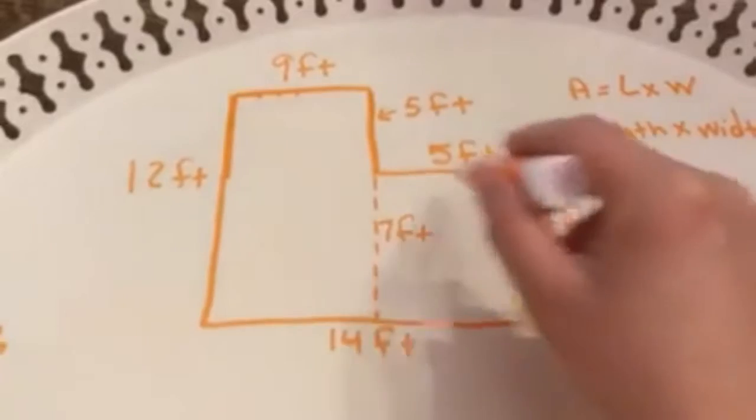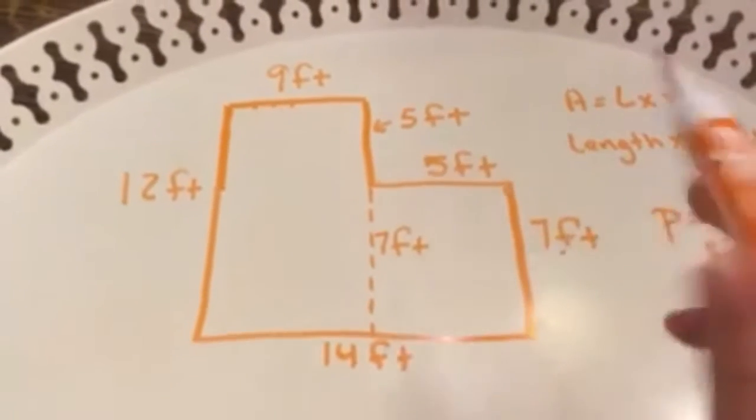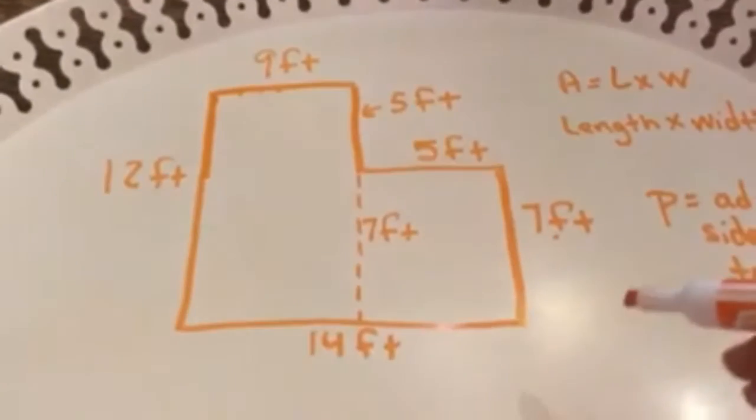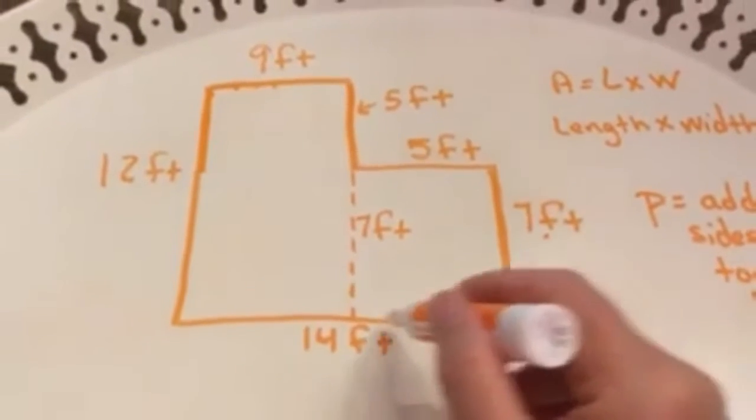I also know that this is not a square because this guy up here is 5 feet. And if this was a square, this would be 5 feet by 5 feet by 5 feet by 5 feet. Now, let's take a look down here at the bottom.